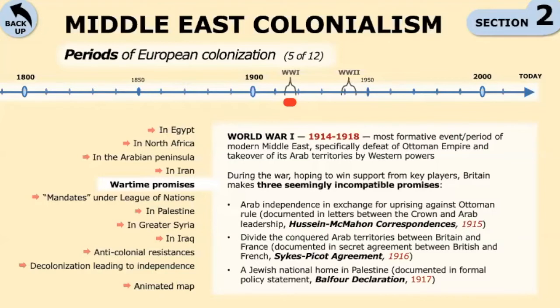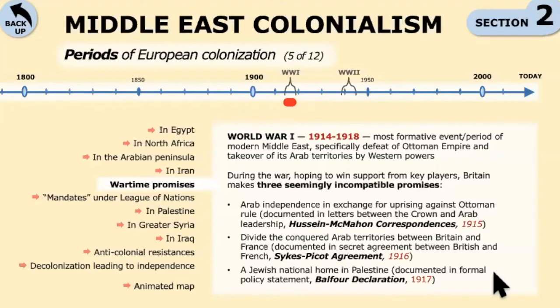The second wartime promise that the British made was a promise to the French, a secret agreement with the French known as the Sykes-Picot Agreement, named after Mr. Sykes and Monsieur Picot. And the agreement was that once the war was over, the French and the British would divide the Ottoman territories up between themselves. Never mind that Britain had already promised independence to the Arabs.